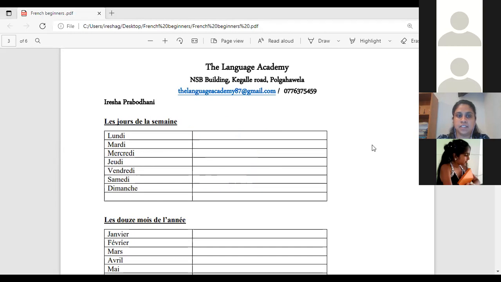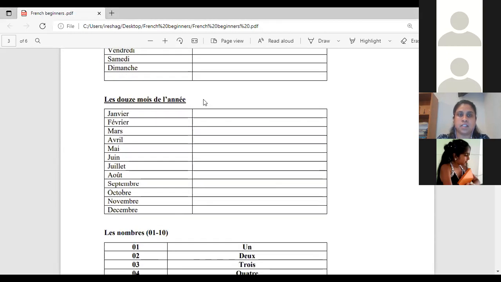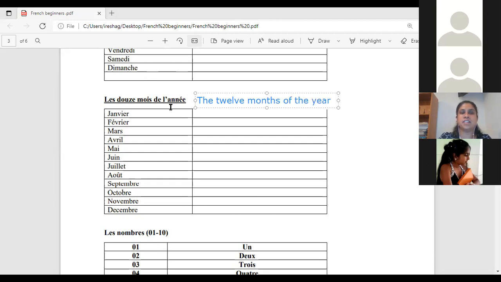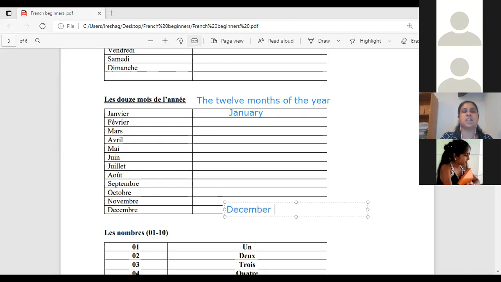And then we are coming to the months. Okay, les 12 mois de l'année. The 12 months of the year. Start writing, okay? Starting from January to December. Write down.